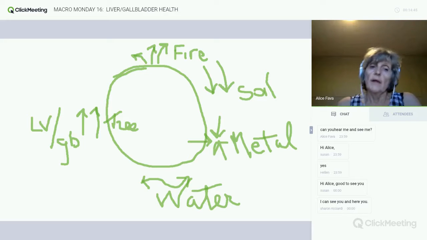And that becomes really important when we talk about what damages the liver gallbladder and what symptoms tell us that the liver gallbladder is out of whack.